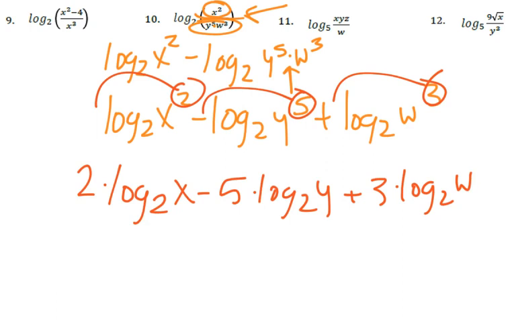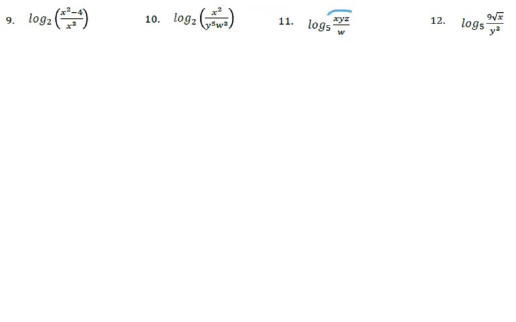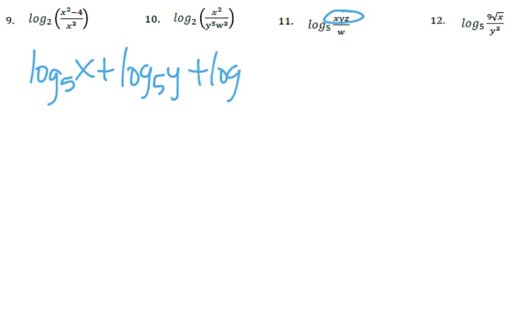Okay? So now 11. So we've got x, y, and z, so we use the product rule on all three. So log base 5 of x plus log base 5 of y plus log base 5 of z. Then w here is a division, so we go minus log base 5 of w. So that one wasn't too bad.